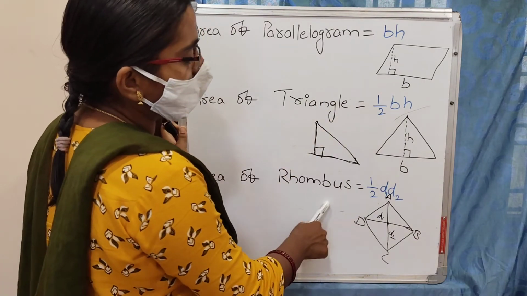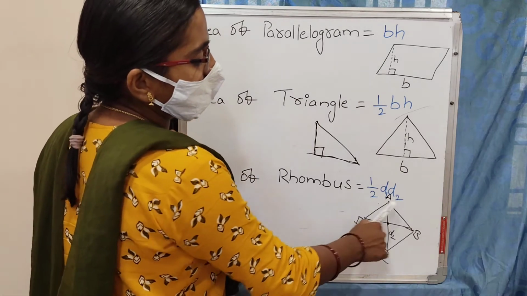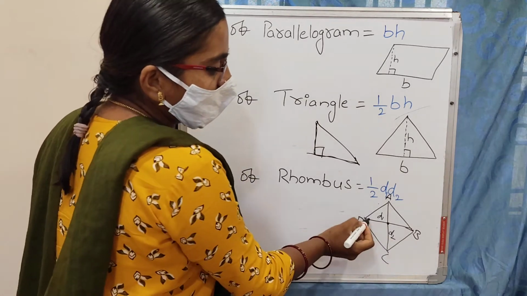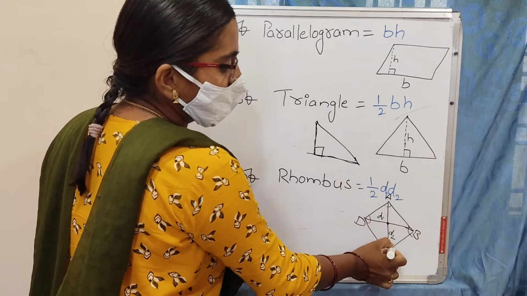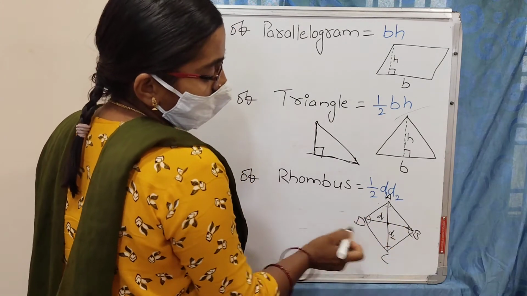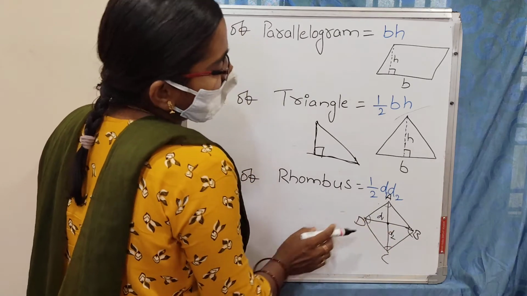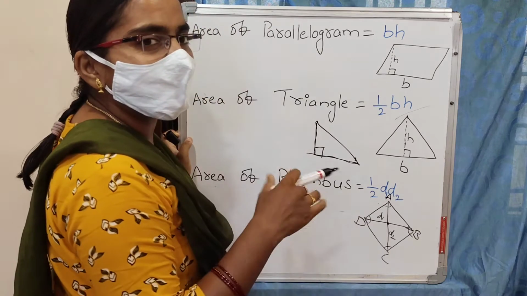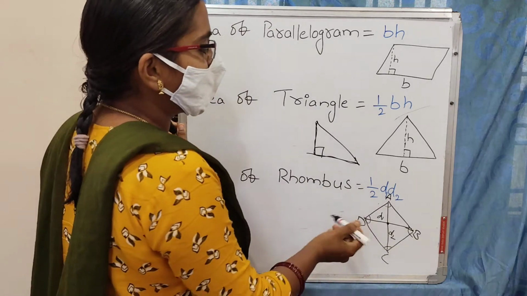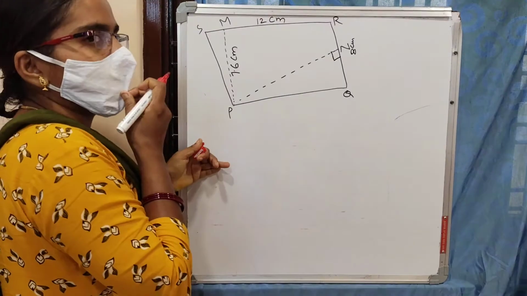Next, area of a rhombus. This is the rhombus. In a rhombus, all sides are equal, but the angles are not equal to 90 degrees. If the angles are 90 degrees, then it becomes a square. So the angles are not equal to 90 degrees. In this rhombus, if you draw the diagonals AC and BD, with diagonal lengths D1 and D2, then the area of the rhombus is half into D1 into D2.